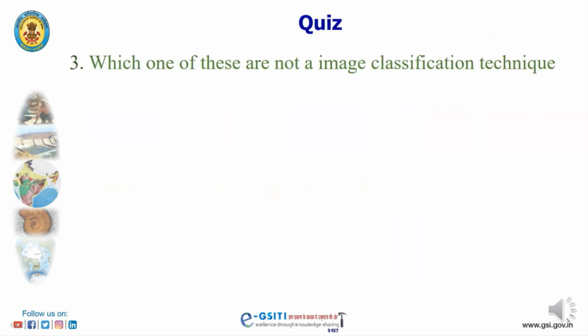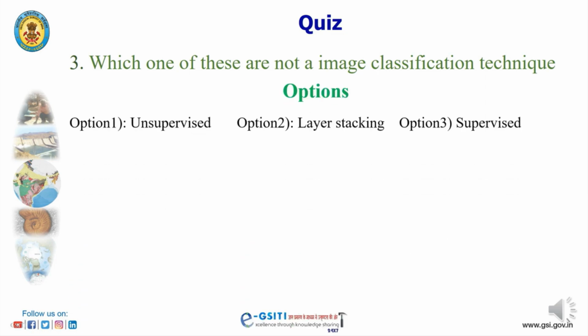You have another quiz. Which one of these is not an image classification technique? Option 1, unsupervised. Option 2, layer stacking. Option 3, supervised. Correct answer is option 2, layer stacking.